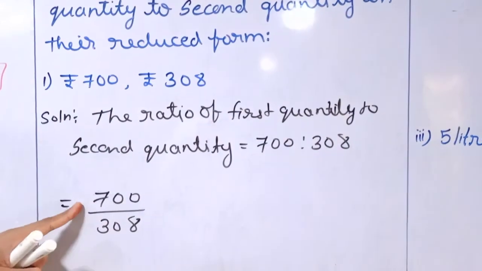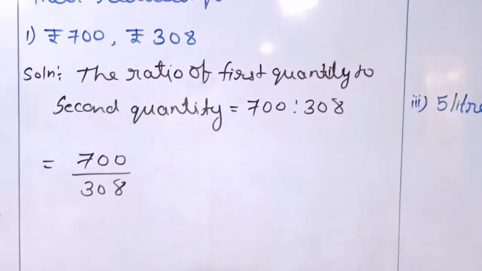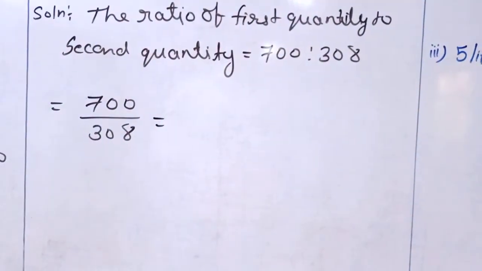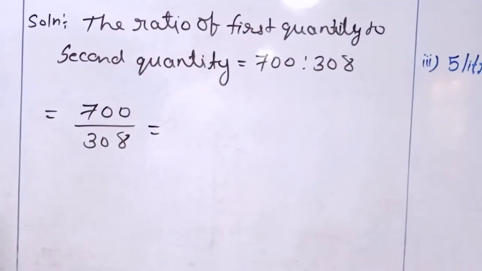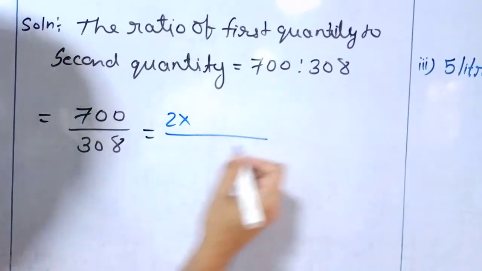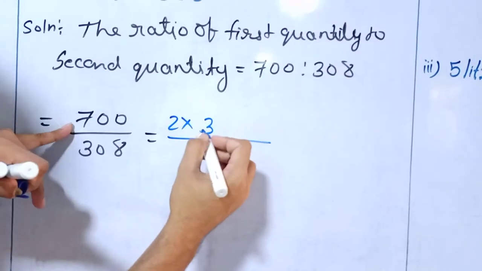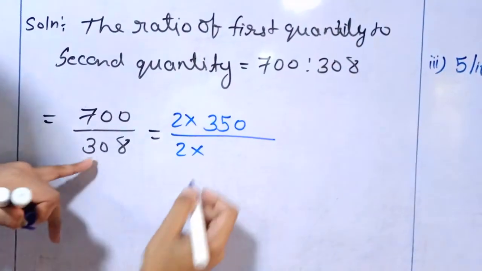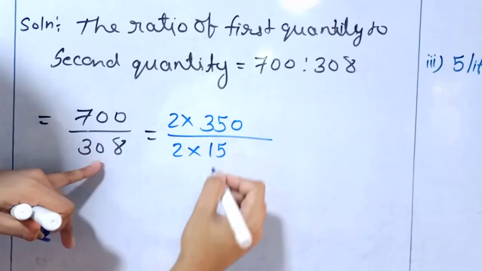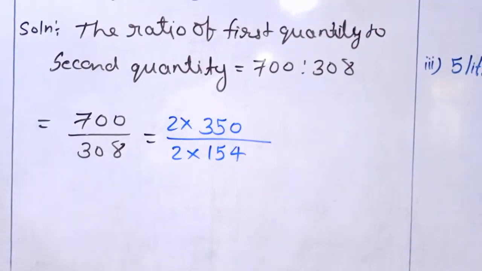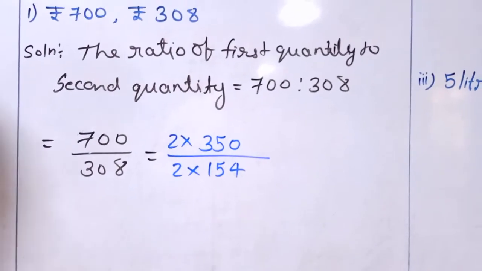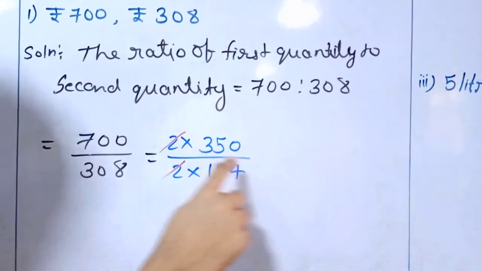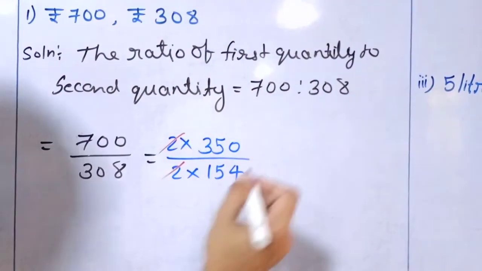700 and 308. So let's factorize it. Both have the unit place 2. So can we write 2 into what? 2 3s are 6, 2 5s are 10, 2 zeros are 0. In the denominator, 2 1s are 2, 2 5s are 10, 2 4s are 8. So this way we have the expanded form of that. 2 and 2 become cancelled. Now it remains 350 and 154.